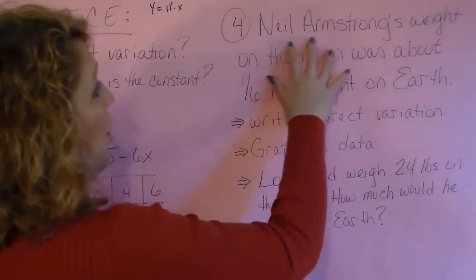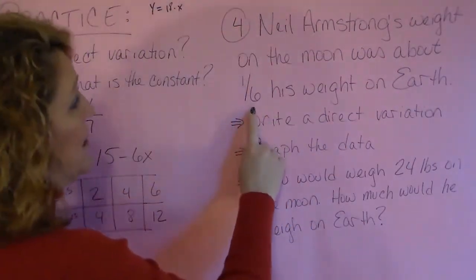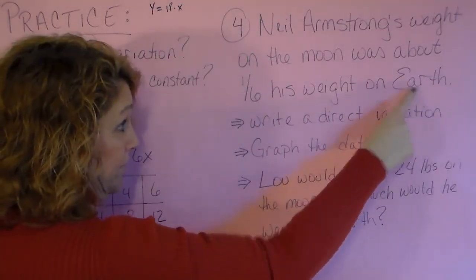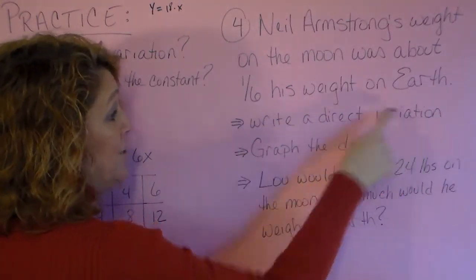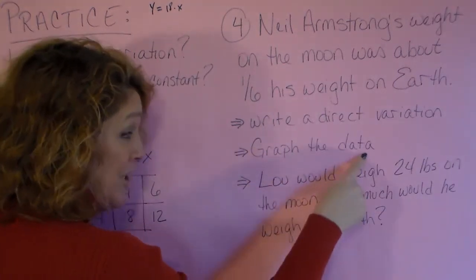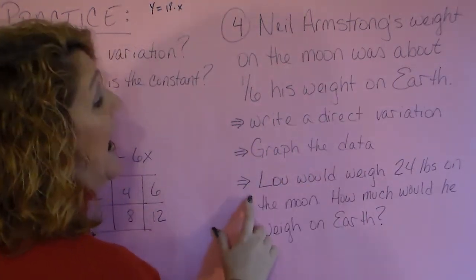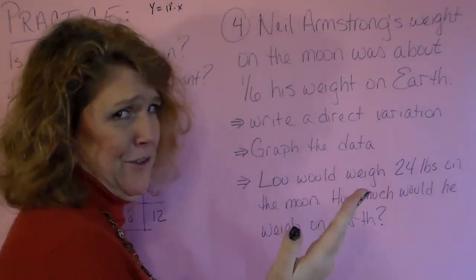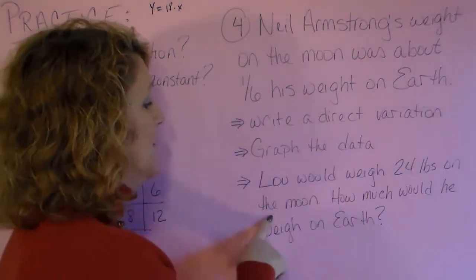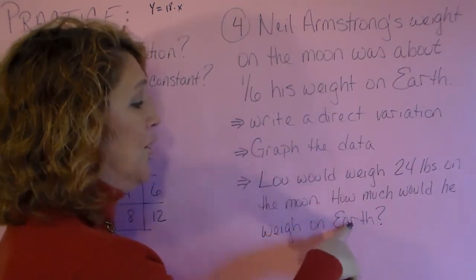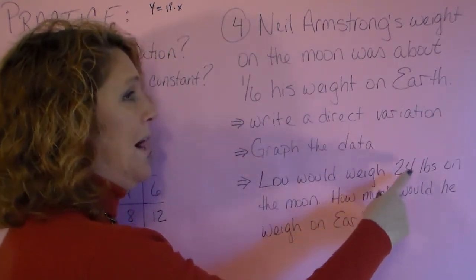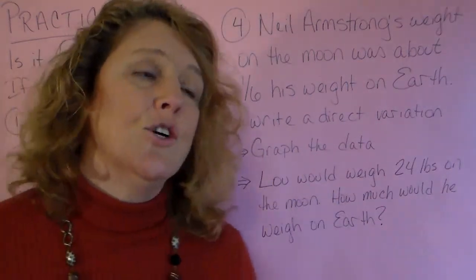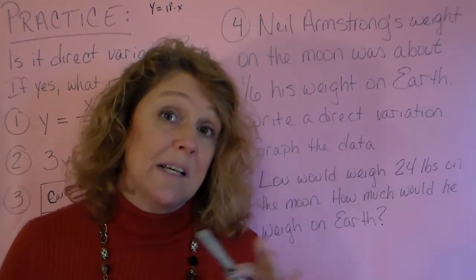Next, Neil Armstrong's weight on the moon was about 1/6 of his weight on Earth. You're going to write that in a direct variation. You're going to graph the data just like we did on the last page. And I'm telling you that Lou, Neil's friend, would weigh 24 pounds on the moon. How much would he weigh on Earth? 24 pounds on the moon. Now, is that y or is that x? Plug that into your equation and then solve for the missing variable.